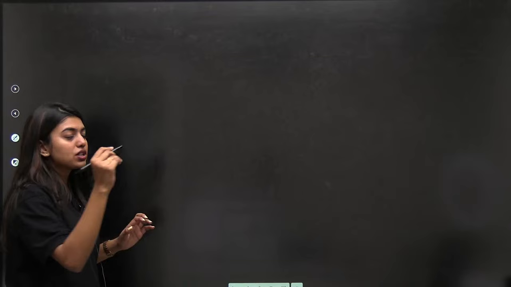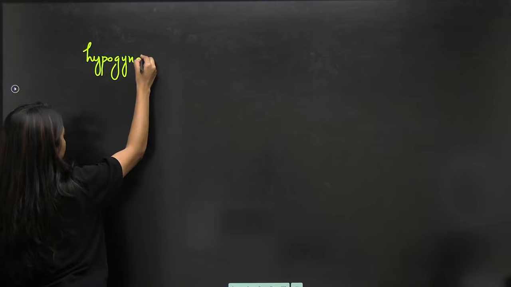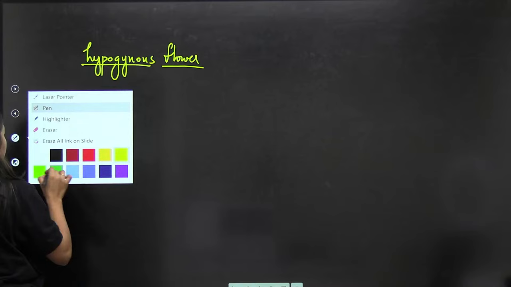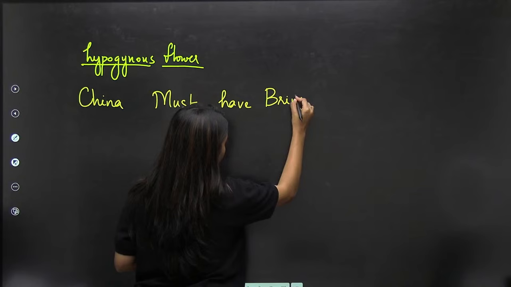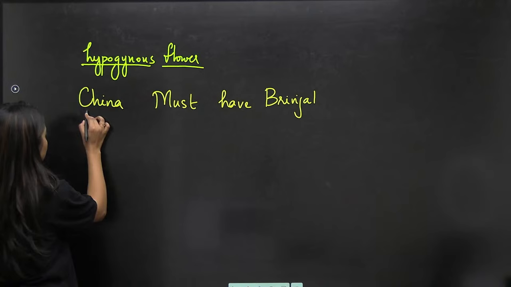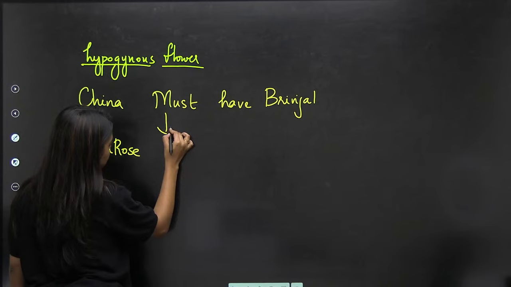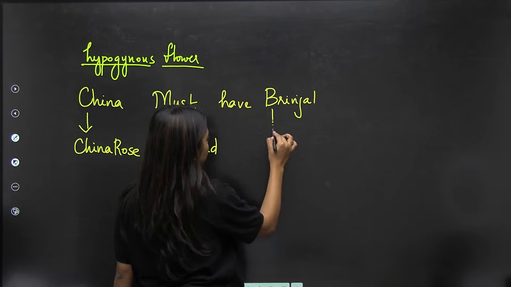So students, to remember hypogynous flowers, the trick is: China must have brinjal. China must have brinjal. What did I say? China must have brinjal. Very good. China stands for China rose. Must stands for mustard. And brinjal.